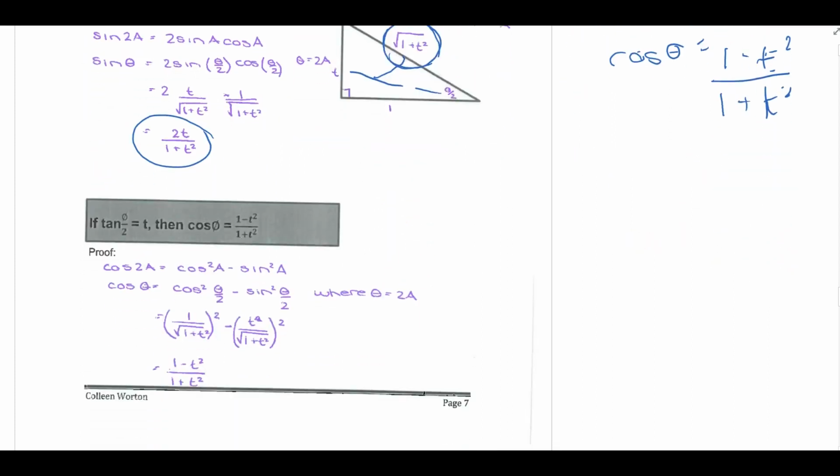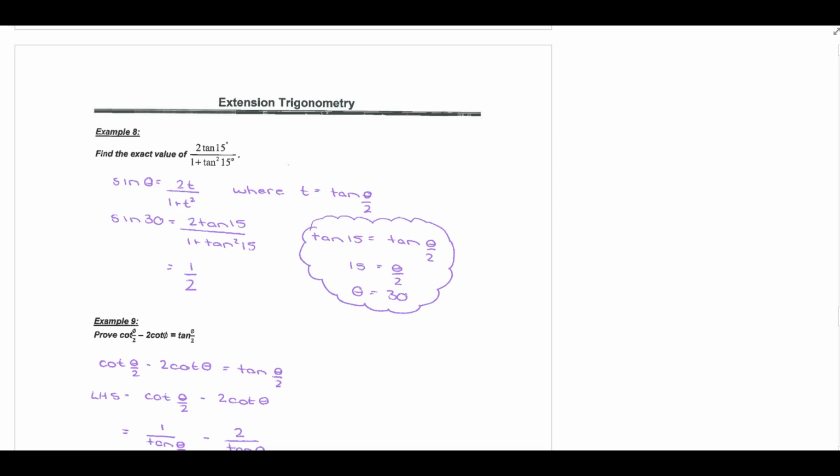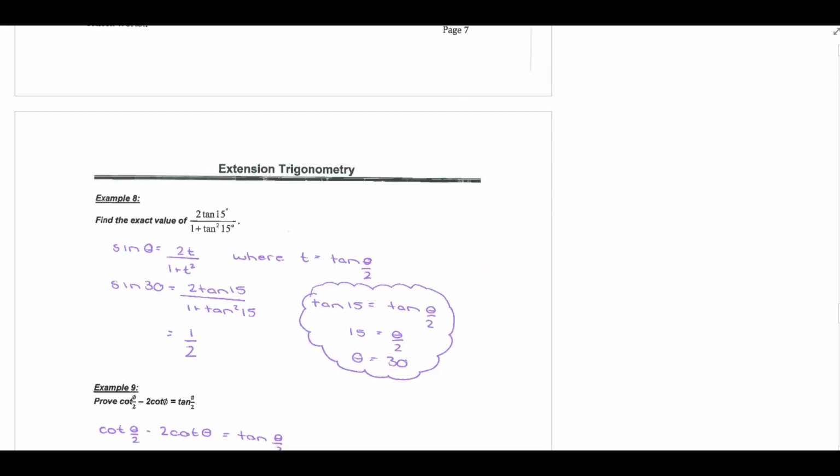The same with cos. Cos 2a is cos squared minus sine squared. So cos theta, which is 2 lots of theta on 2, is cos squared theta, which I've got from the triangle above, minus sine squared theta, and when I put it all together, I get the rule. But as I said, they give you the rule. Let's have a look at using the rule.